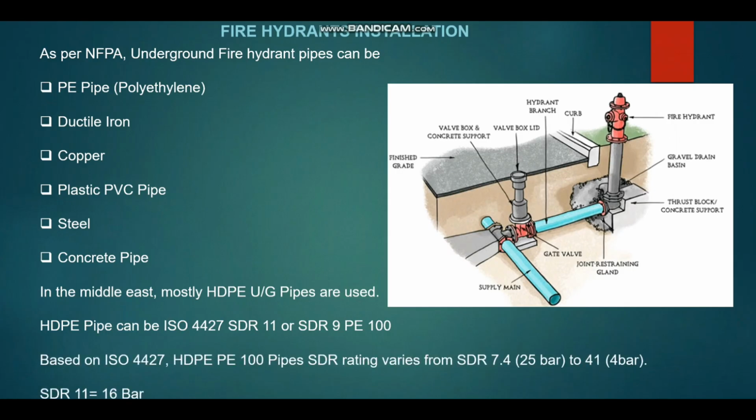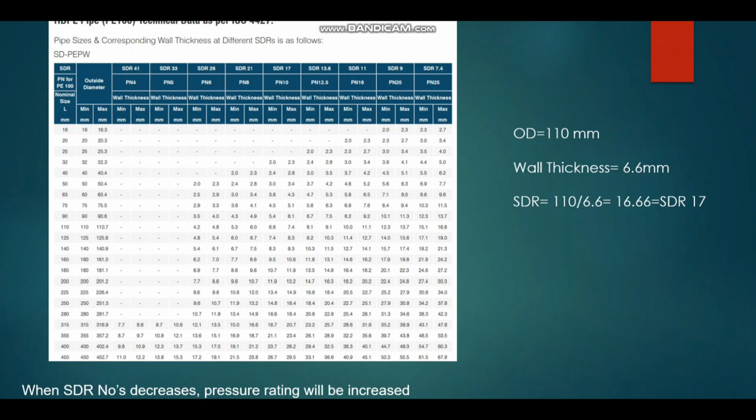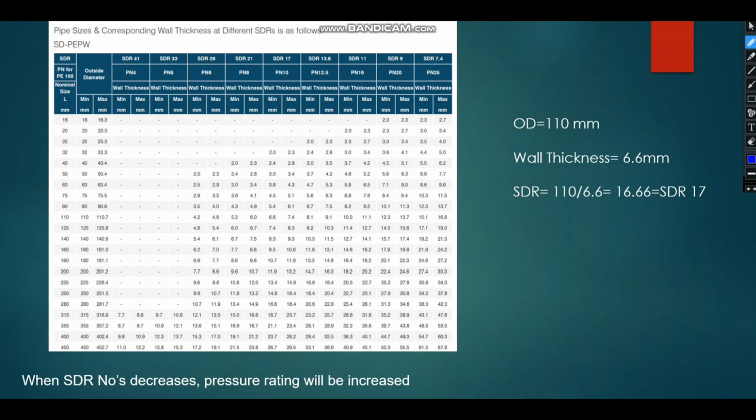There is an important thing we have to understand. Based on ISO 4427, HDPE PE 100 pipes' SDR rating varies from SDR 7.4, that means 25 bar, to SDR 41, I mean 4 bar. As per this ISO 4427 standard, you can see SDR 41 until SDR 7.4 is available. SDR 41 means PN4, that means the piping system has a pressure rating of 4 bar, till PN25. That means SDR 7.4 is 25 bar.